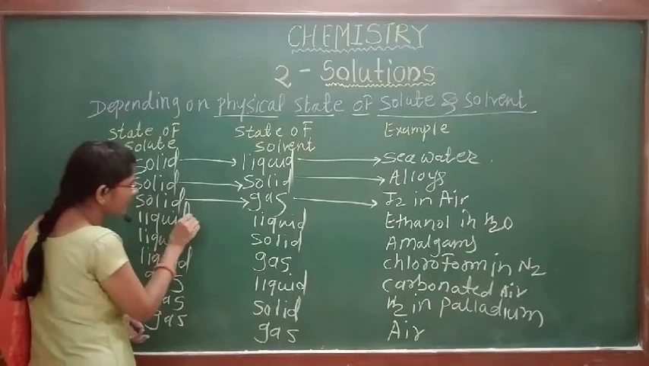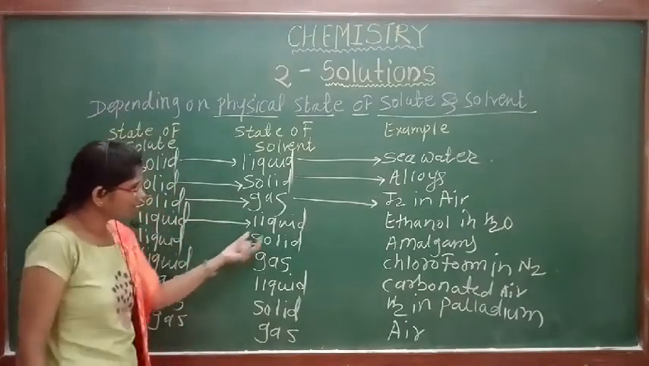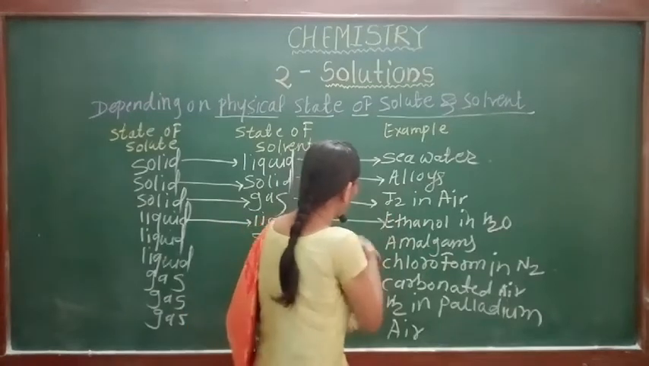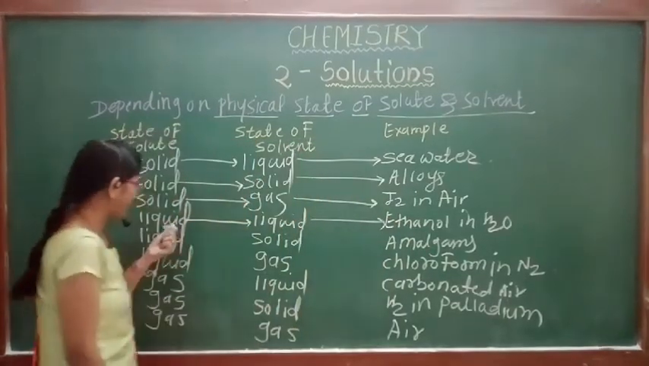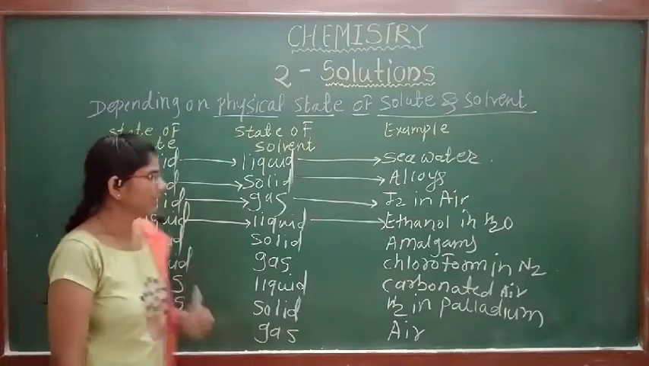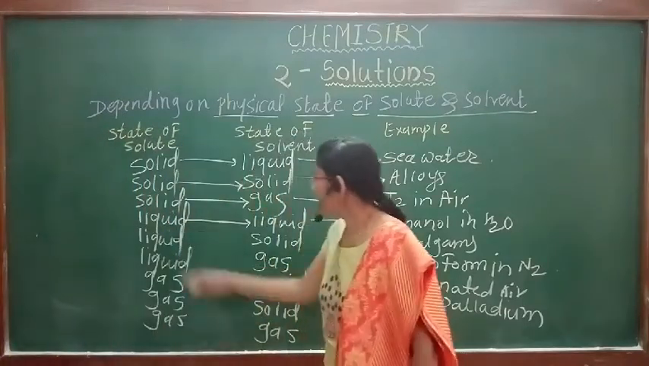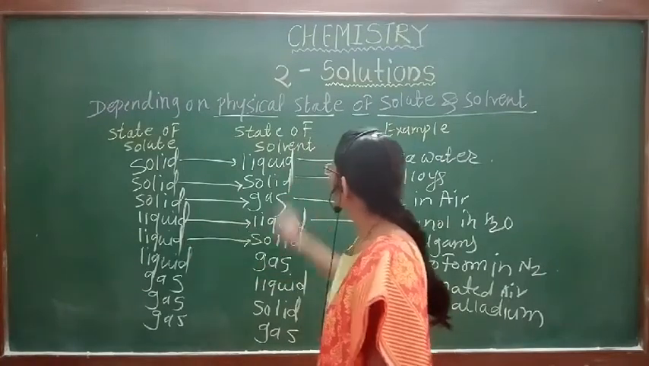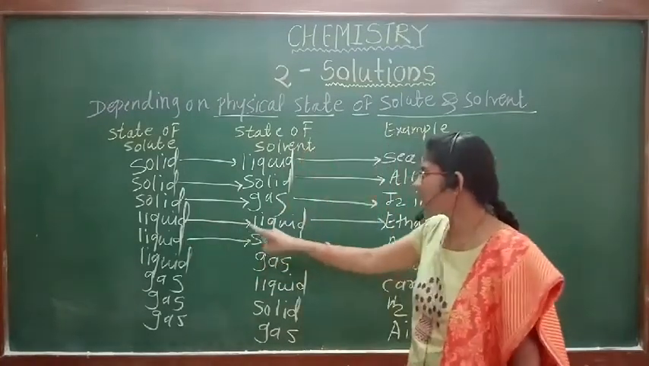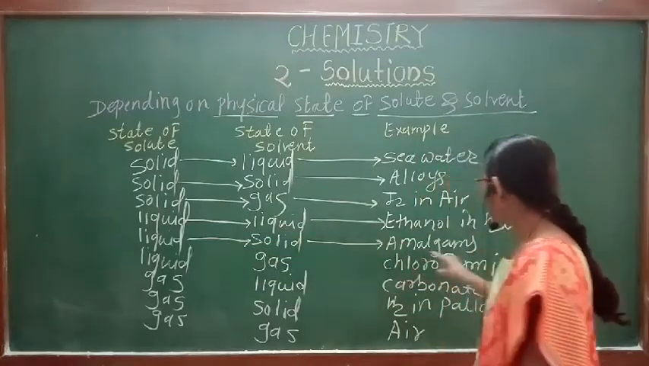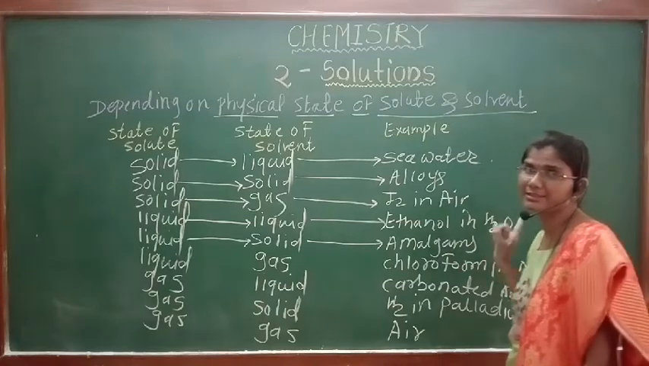If the state of the solute is liquid and the state of the solvent is liquid, then it forms ethanol in H2O. That means liquid in liquid type of solution. Then next, if the state of the solute is liquid and the state of the solvent is solid, then it forms liquid in solid type of solution. For example, amalgams of mercury.